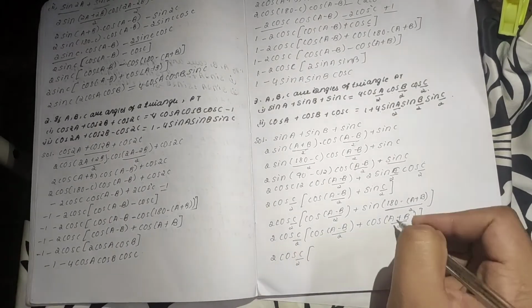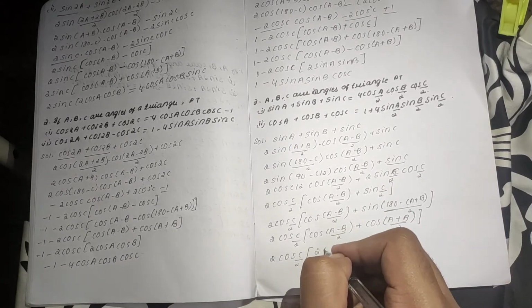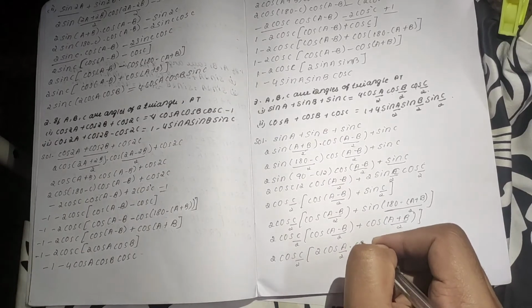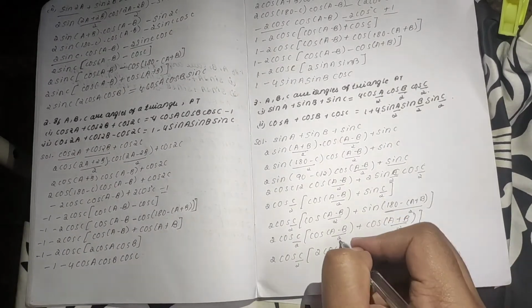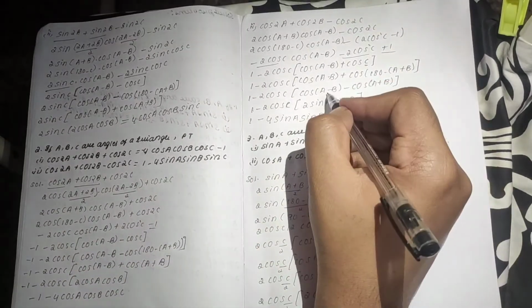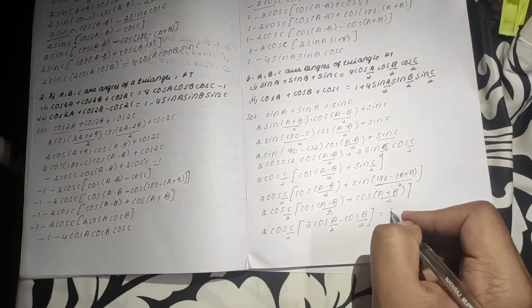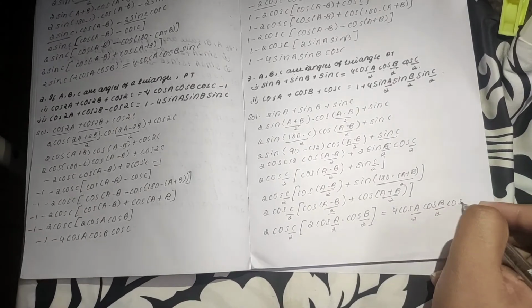So the value of cos (A+B)/2 plus cos (A−B)/2 is 2 cos A/2 into cos B/2. If you get 2 here, you will get 2 here. If you don't get 2 here, you will not get 2 here. So multiply this, so this is 4 cos A/2 cos B/2 cos C/2.